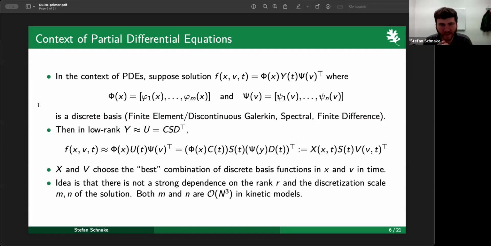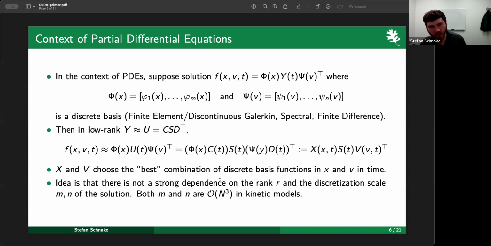I'm a PDE guy. I'm trained in classical discretizations to partial differential equations. So I kind of want to relate it back to that context a bit. In the context of PDE, and I'm going to talk specifically about kinetic problems, suppose you have a distribution F, which just depends on physical space X, velocity or momentum space V, and time. And I want to essentially discretize this in some discrete basis in space and velocity. Then I can represent it as this huge giant matrix distribution, where Y is what I had before, and phi is each basis function in X, and psi is each basis function in V.